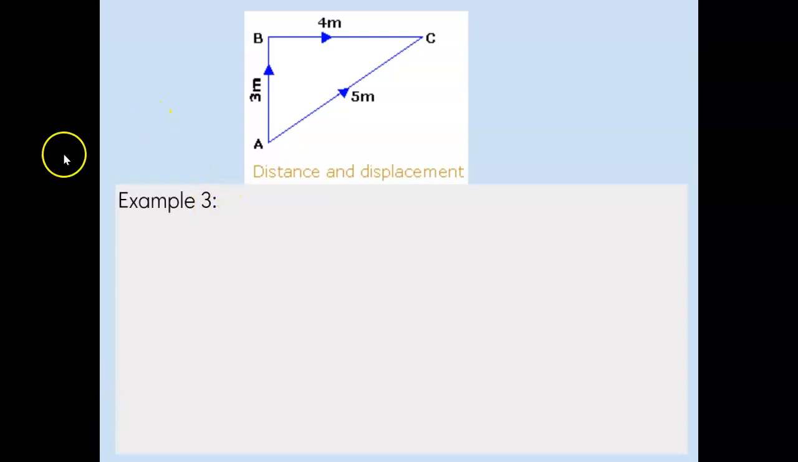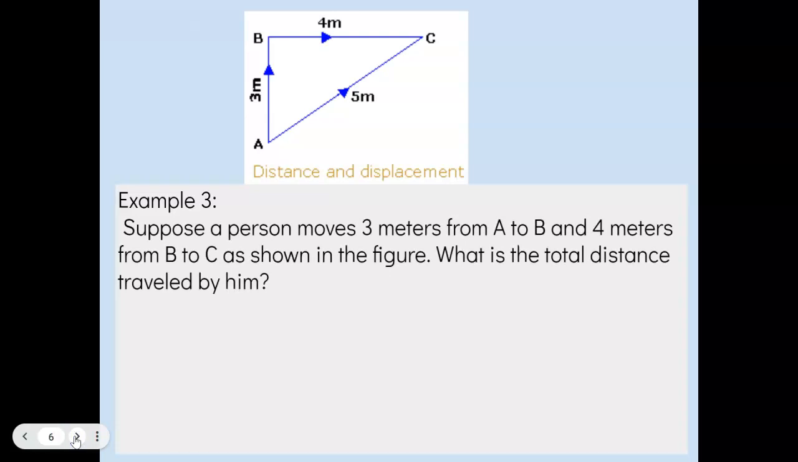So now let's take a look at another example. It says, suppose a person moves 3 meters from A to B and 4 meters from B to C as shown in the figure. What is the total distance traveled by him? Okay. Well, now our distance, remember, is going to be that scalar quantity. It's going to be the total amount of ground covered, so to speak. So if we go from A to B, that's 3 meters. And from B to C, that's 4. So 4 plus 3 is going to be 7 meters, okay?